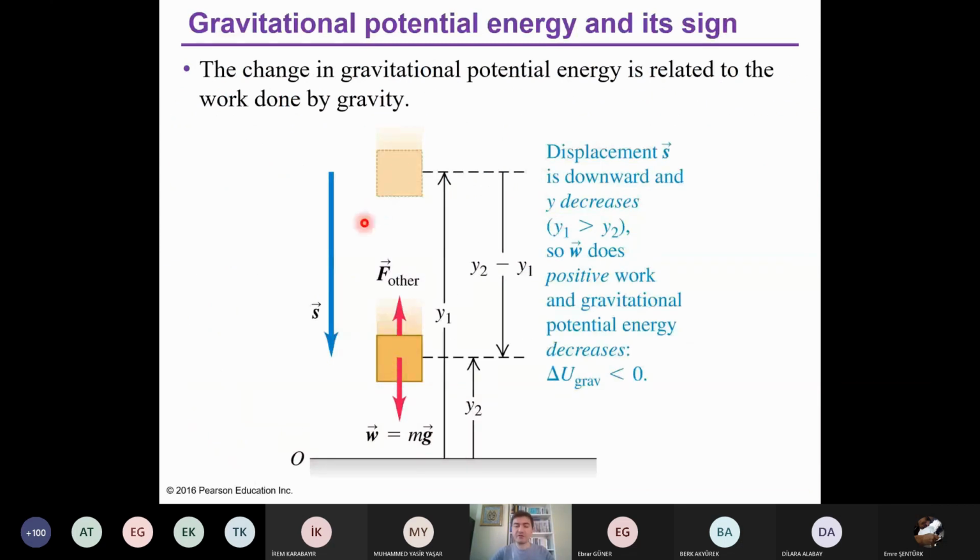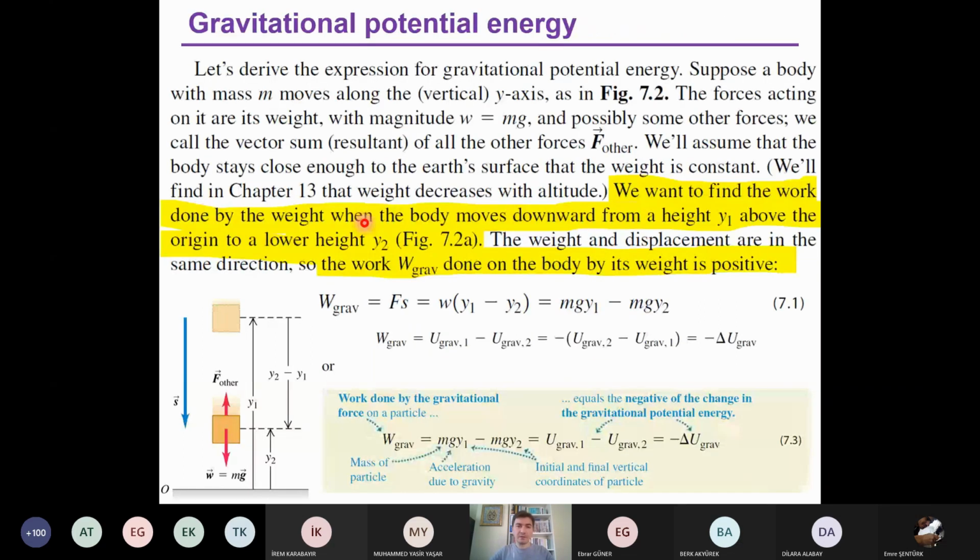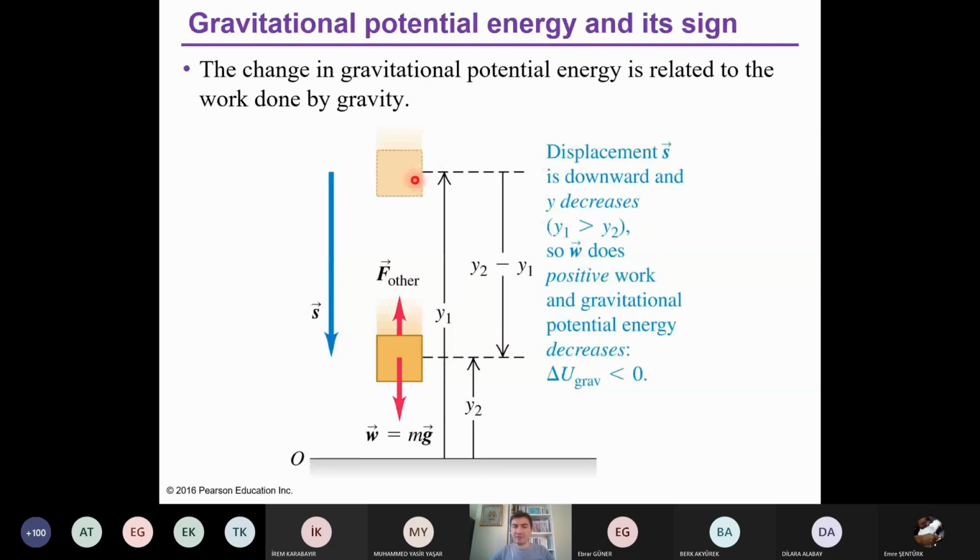Here in this condition, as we have discussed, we have a box, and this has a certain height which is given with y1, and this box is moving downward. There are forces acting on this box, and I am dealing with the work done by gravity, the work done by the weight.